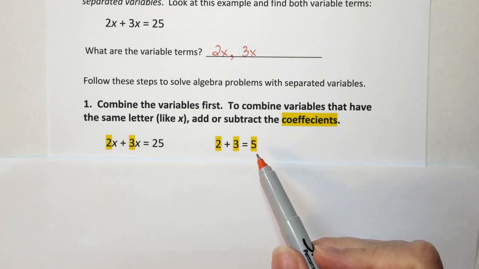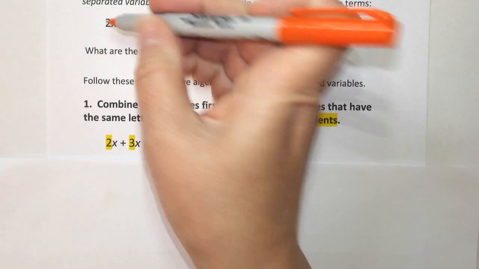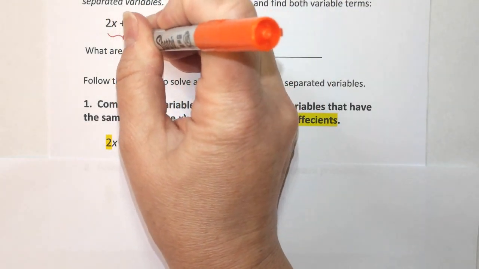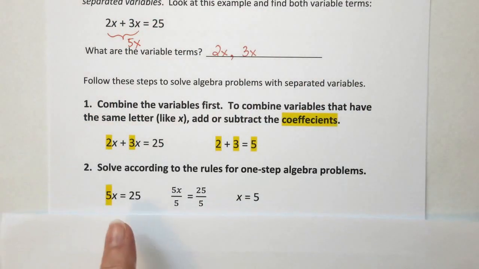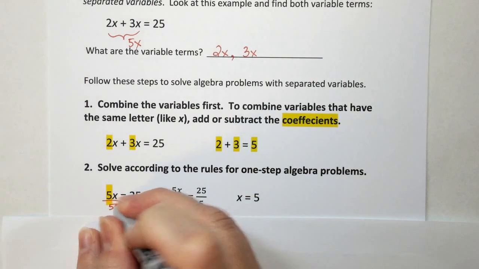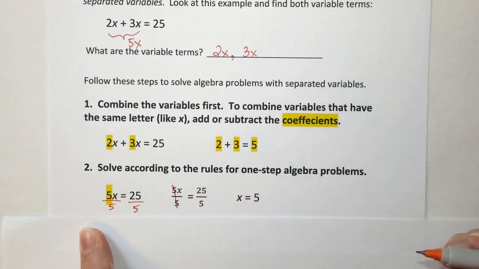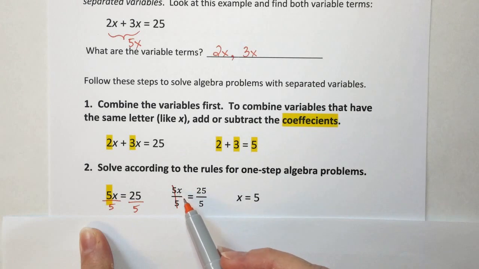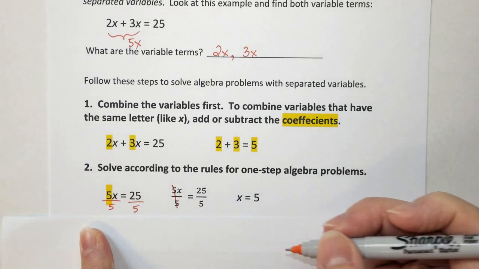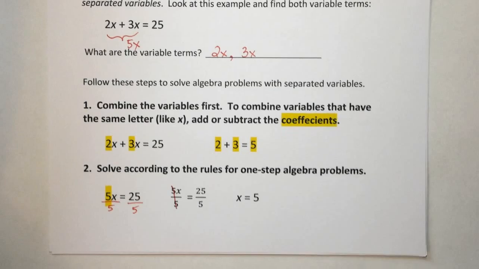So now in our original problem, rather than having 2x plus 3x equals 25, these will combine and become 5x. Here it is, 5x equals 25. That's back to a one-step algebra problem. Divide each side by 5. So my 5 over 5 becomes 1, and I'm still left with x on the left. 25 divided by 5 becomes 5. x equals 5. So not too difficult as long as you follow these steps.